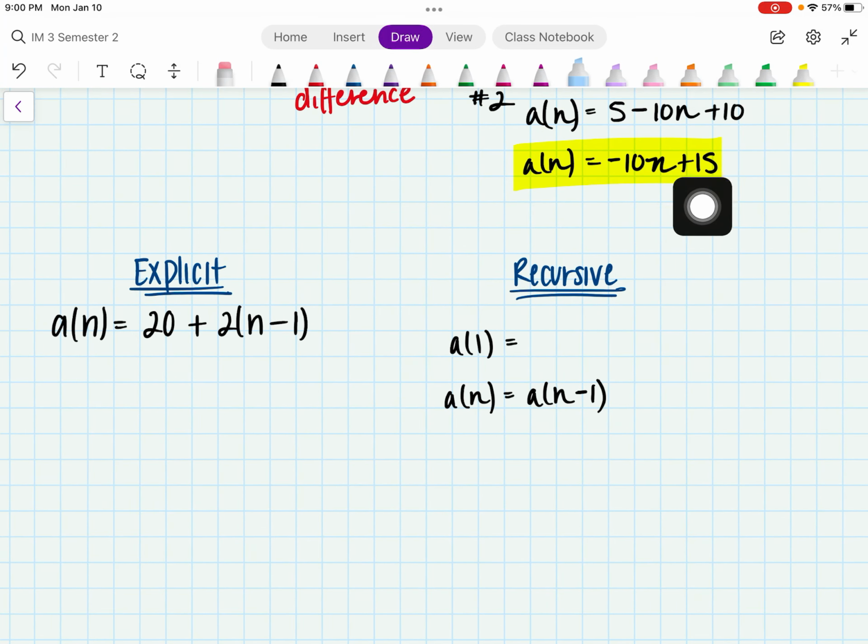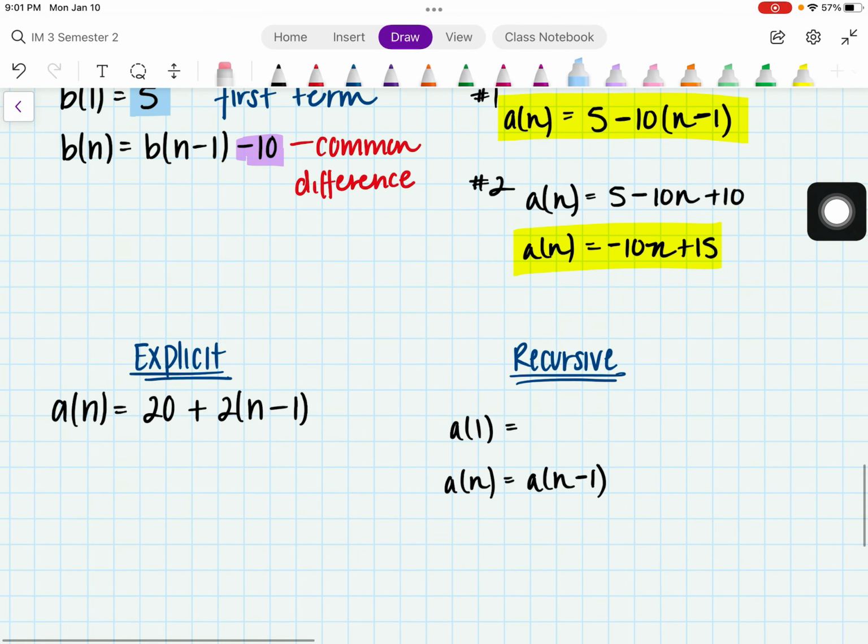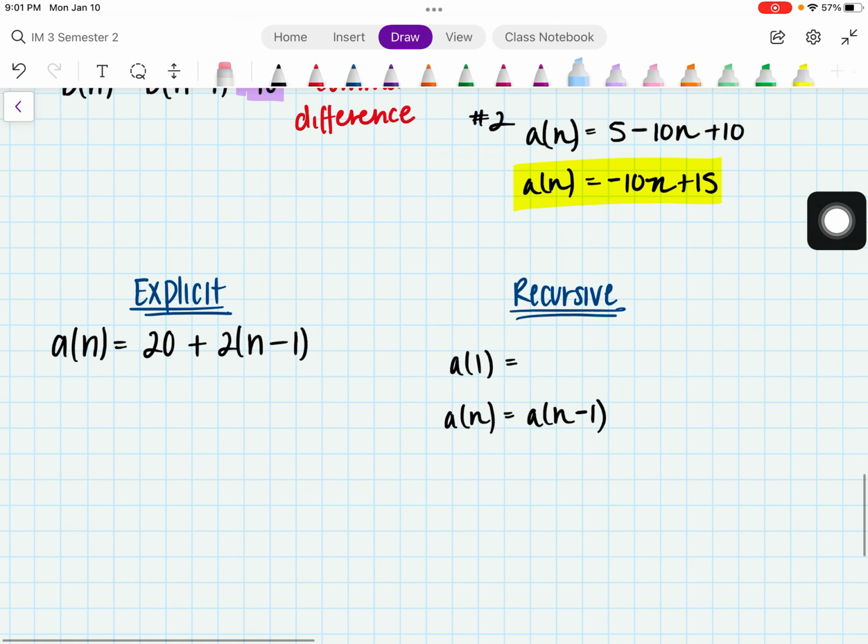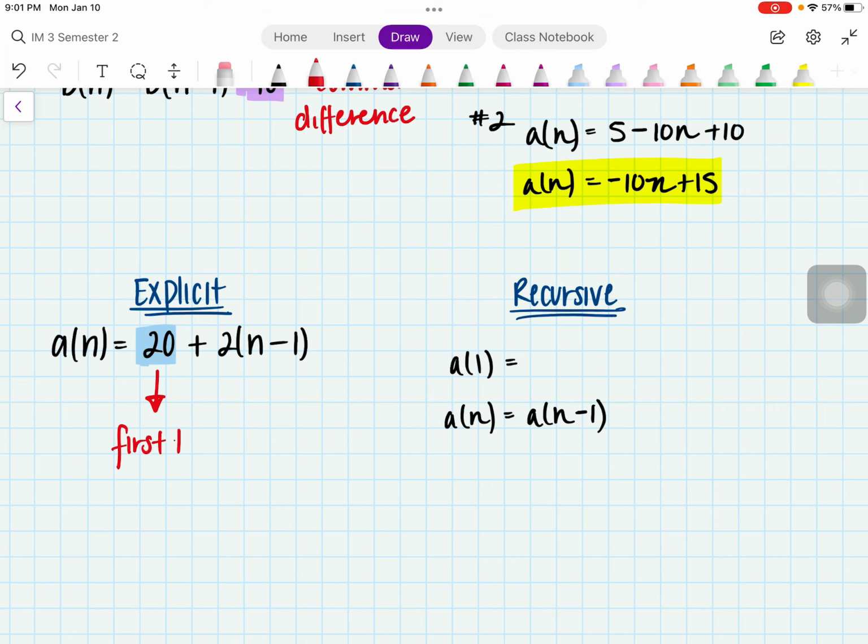I say most of the time because if we take a look at this one here, for example, 15 is not the first term. It's actually 5. So if you have the expression non-simplified, which means it's not distributed, then you could easily identify 20 as your first term. And in this case, guys, the number that's being multiplied on the outside of the parentheses, or the one that has the variable, if it's simplified, is your common difference. So this one here is our common difference.